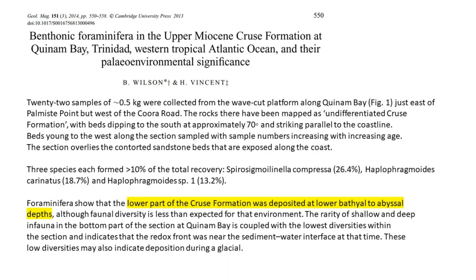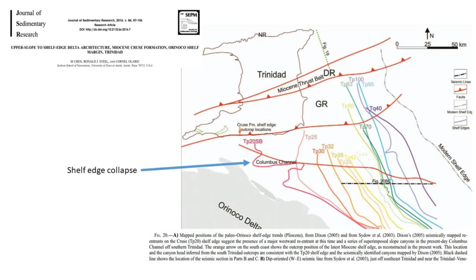Wilson and Vincent in 2014 and 2015 indicated sediments deposited at these outcrops were done at lower bathyal to abyssal type depths. Chen et al. in 2016 indicated shelf edge collapse was an important process.